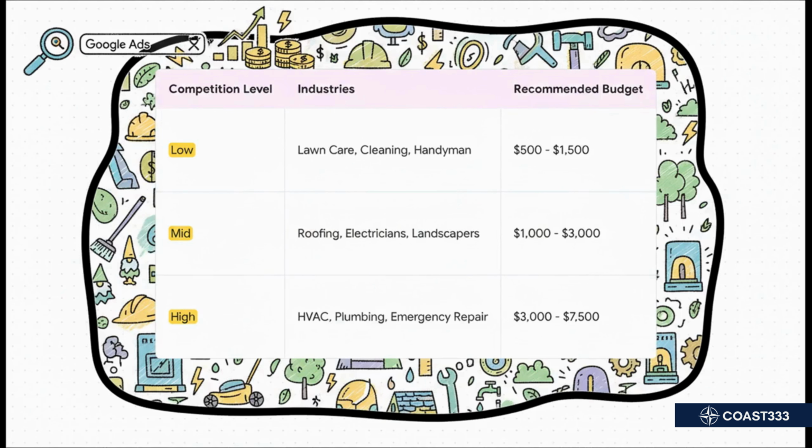So, what is a realistic budget? Well, this chart gives some fantastic benchmarks based on how competitive your industry is. If you're in a low competition field like lawn care or cleaning, you might see results with $500 to $1,500 a month. But for high competition, high urgency services like plumbing or HVAC, you've got to be prepared to invest $3,000 or more just to get consistent, high quality leads. This is a bit of a reality check for your specific market.